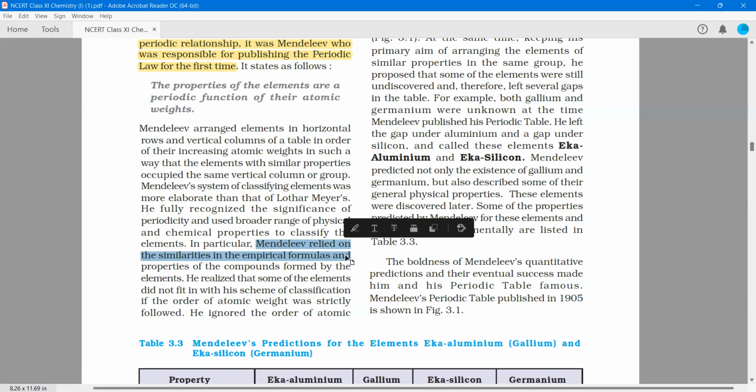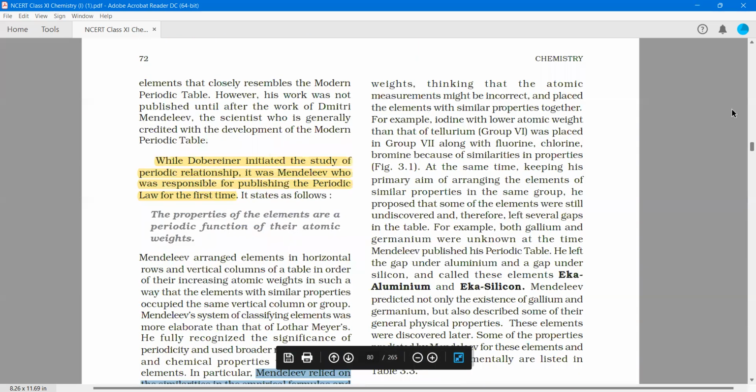So he realized that some of the elements did not fit in with his scheme of classification if the order of the atomic weight was strictly followed. उसने सोचा कि अगर एटॉमिक वेट वाले रूल, इंक्रीजिंग एटॉमिक वेट में अरेंज करना, को स्ट्रिक्टली फॉलो करेंगे तो हर जगह हम सिमिलर प्रॉपर्टीज वाले एलिमेंट्स को साथ में ग्रुप नहीं कर पाएंगे। तो क्या किया उसने, he ignored the order of atomic weights, thinking that the atomic measurement might be incorrect, and placed the elements with similar properties together.